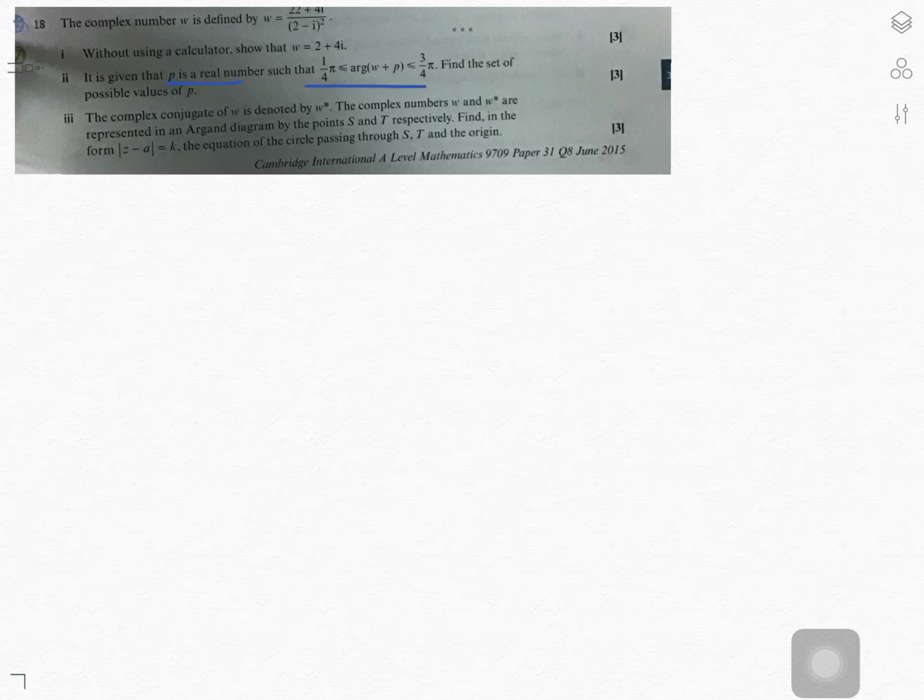Okay, given that P is a real number, this statement, and they ask me to find the values of the P. In order to solve the second part, I am going to take this W and then replace here. So let's look at some prerequisite knowledge now.